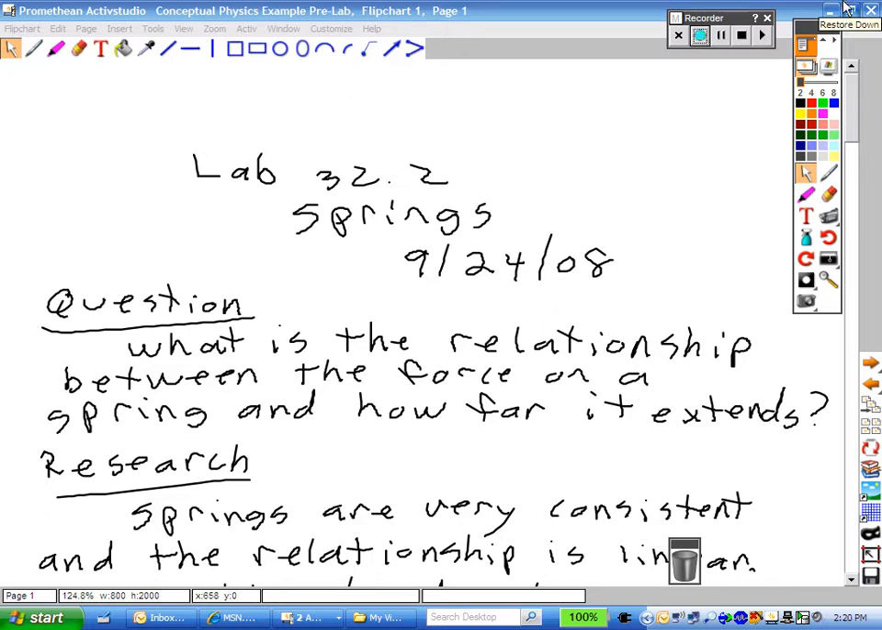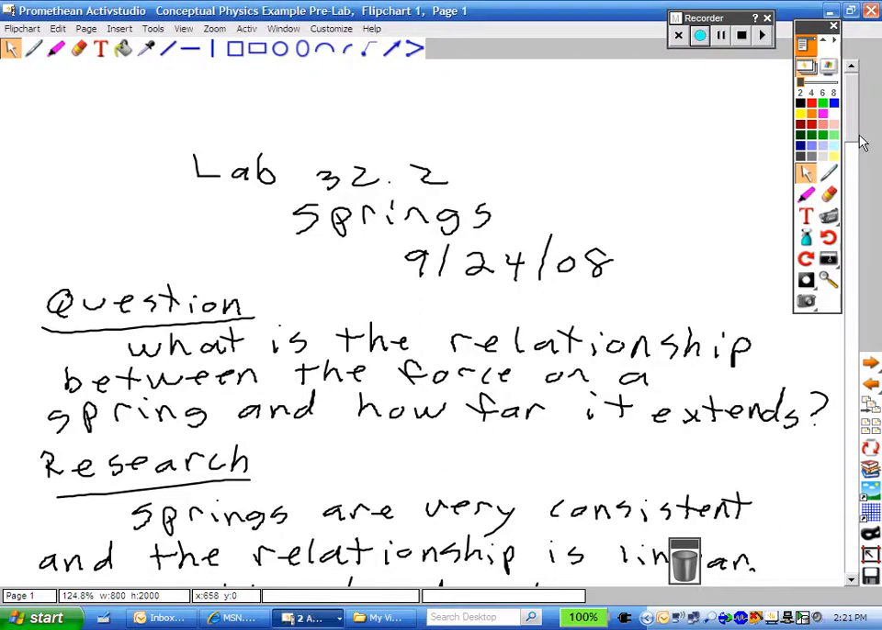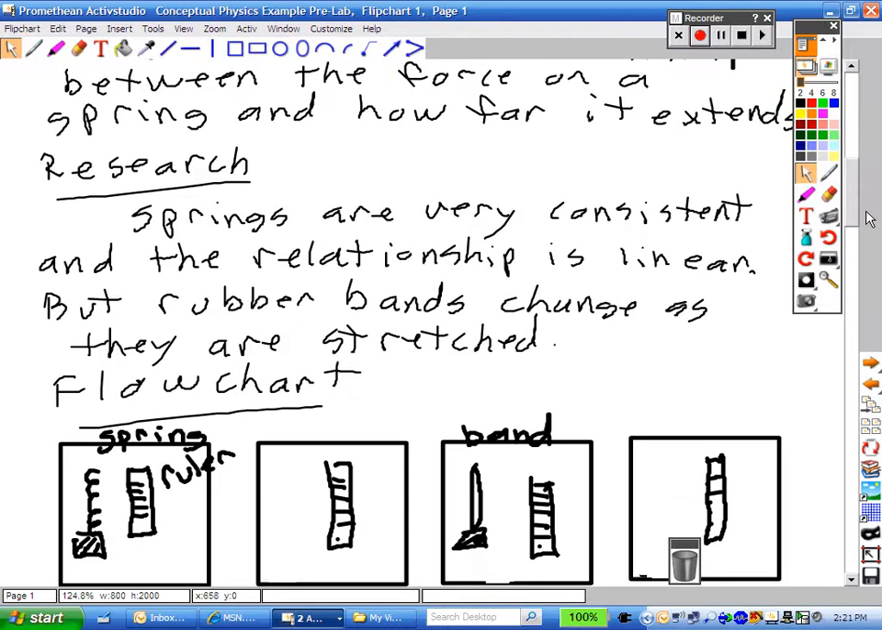Here's an example pre-lab for conceptual physics. For instance, lab 32.2 is about springs. And the question might be, what is the relationship between the force on a spring and how far it extends? For the research, you can do many different things, but for instance, if you went onto the internet, you might discover that the relationship scientists have discovered is linear.